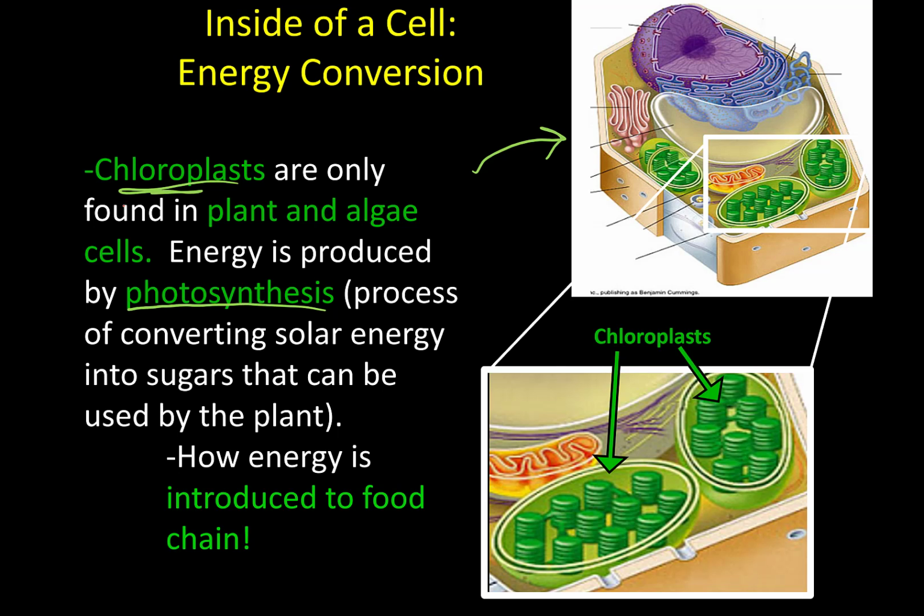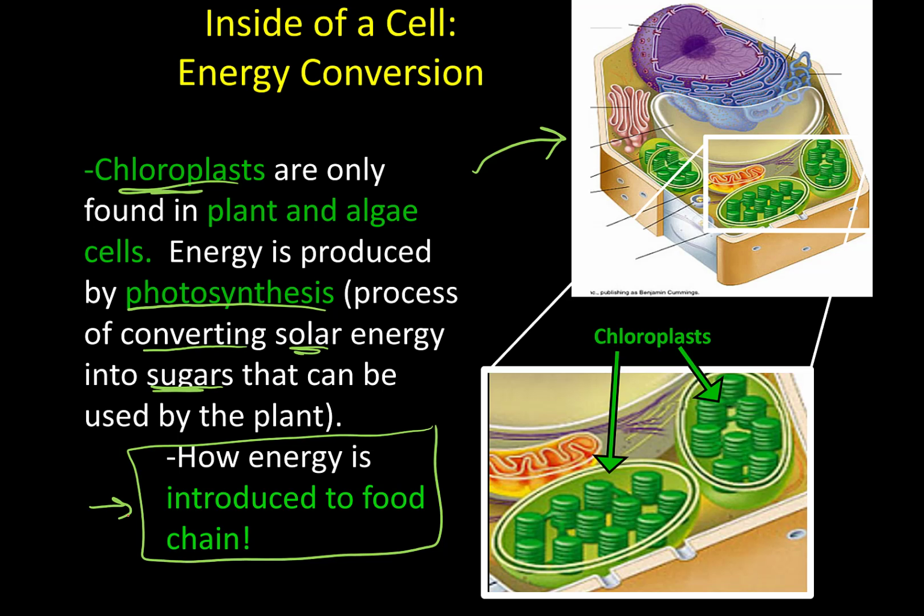Photosynthesis is the process of capturing and converting solar energy from the sun into sugars, and those sugars can then be used directly by the plant. This is really important because it's how energy is introduced into the food chain. Ultimately, all of the food energy that animals consume can be traced back to photosynthesis. It all originates with plants, and ultimately, it all originates with the sun.